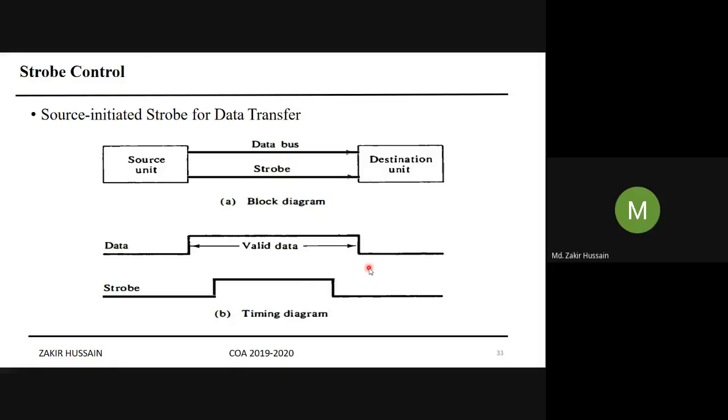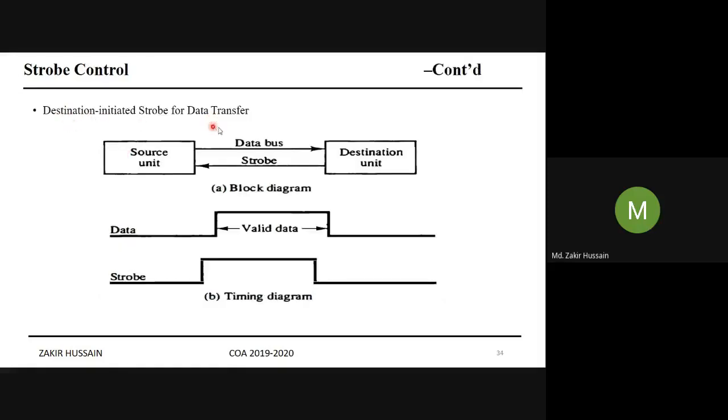So let us move to another one. This is destination initiated strobe. Here, if you see the arrow mark, it is coming from the destination. The strobe arrow is coming from the destination and going towards the source. That's why it is called destination initiated strobe. And data is transferred from the source. When the strobe comes to the source unit from the destination unit, the source thinks that the destination wants some data. That's why it starts transmitting. So this is called destination initiated strobe for data transfer.